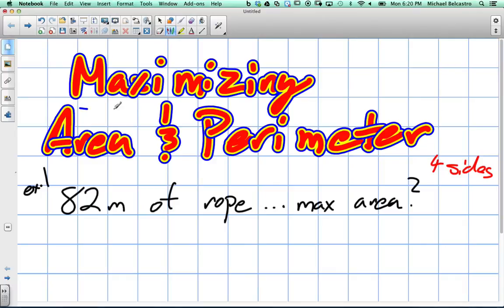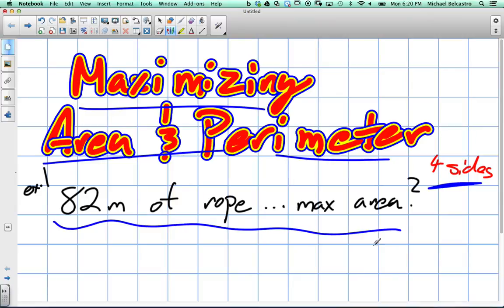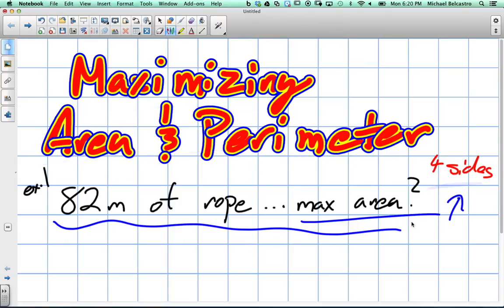All right, so we're going to go over maximizing area and perimeter for four-sided shapes specifically. This is very vague because I kind of just stole the important parts. We have 82 meters of rope. We've got to find the max area that we can enclose that would make a four-sided shape.